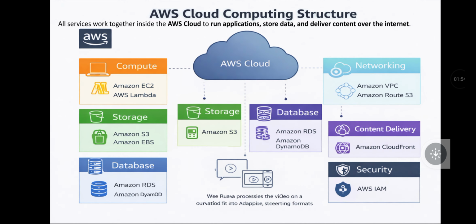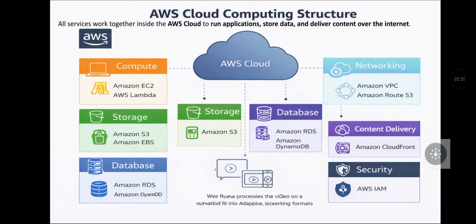So let's review this AWS Cloud computing structure first. If you know this structure, most of the doubts about AWS Cloud computing will be cleared. If you see on your left hand side, these are the services which are running under the AWS Cloud. All the services are inside this AWS cloud, and whenever we use any service, we can select it according to our requirement.